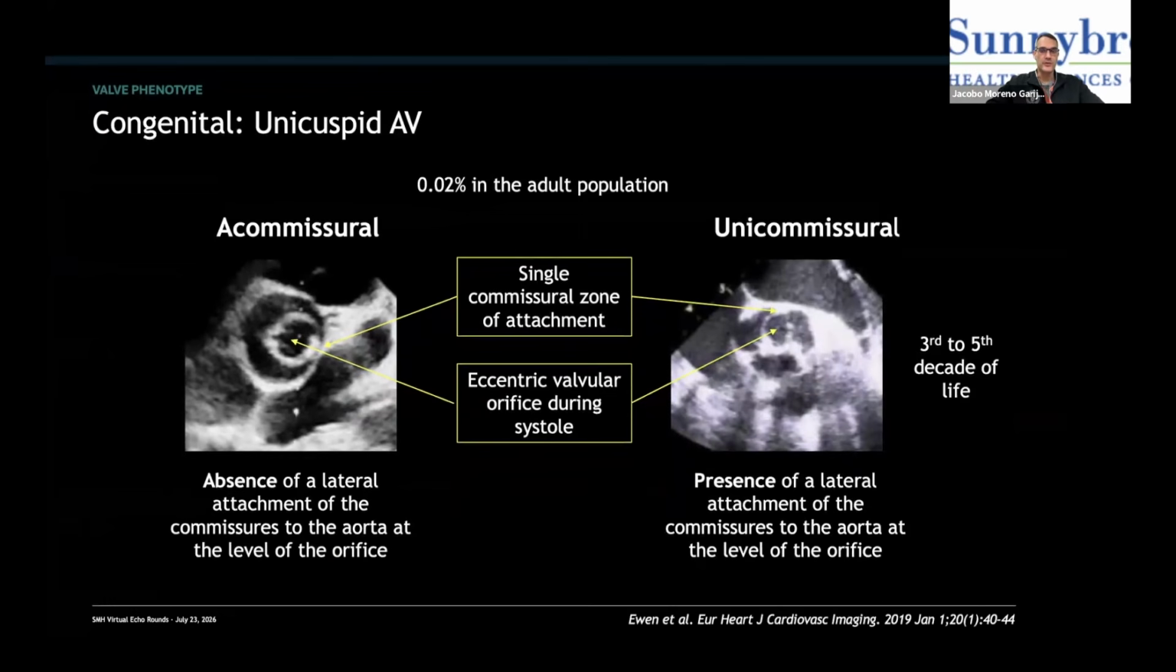If we go to the unicuspid, because we are not so used to seeing this type of valve, it's only in 0.02% of the adult population. The two common characteristics of the unicuspid aortic valve are a single commissural zone of attachment and an eccentric valve orifice during systole. The difference between acommissural and unicommissural normally appears after the third to fifth decade of life, and you have the presence of a lateral attachment to the aorta at the level of the orifice, something that doesn't happen in the acommissural. The acommissural looks like it's floating inside of the aorta.